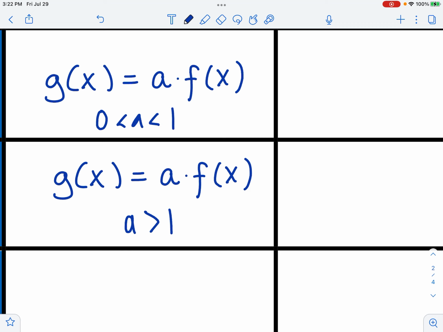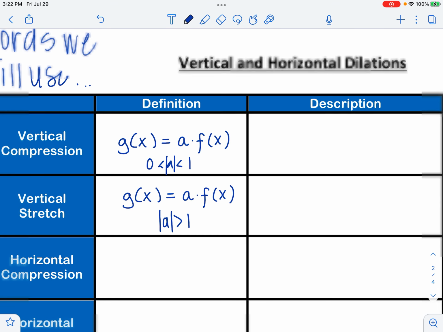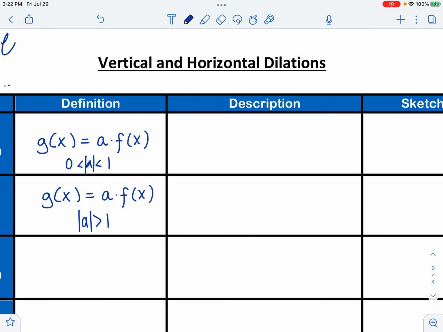Okay? Now, when we're looking at this, we're looking at the absolute value of that number. It does not matter if it's positive or negative. We'll talk about what the negative does. It has nothing to do with the stretching or compressing. Okay, so description is what it's going to look like.